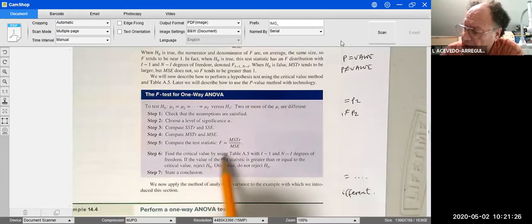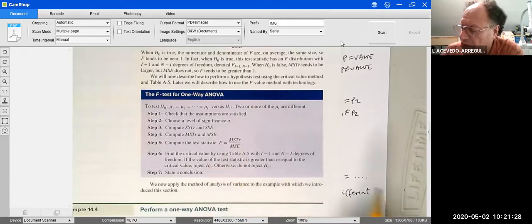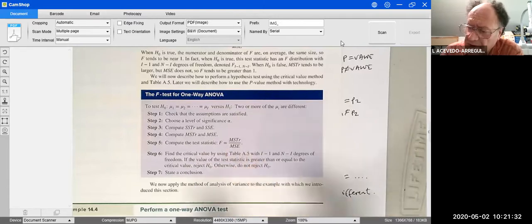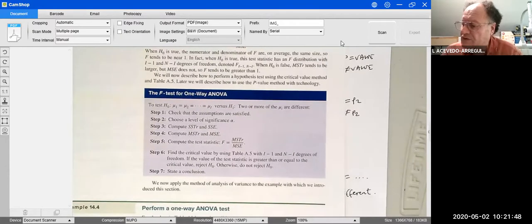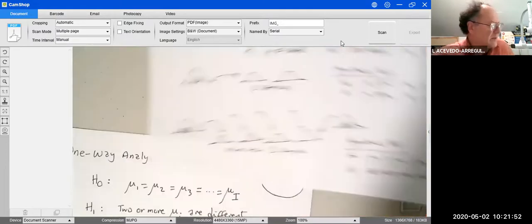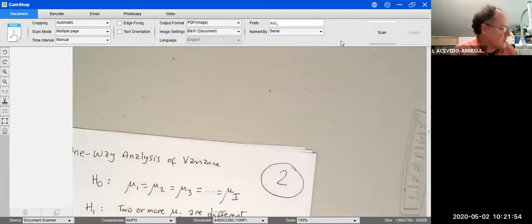Once you have your critical values, you know how to make a decision. If you find your F within the limits that the critical value indicates, then you accept, or rather you cannot reject, the null. Otherwise, you're going to reject the null. And also we can use the p-value method that we have been using in the past. But let me show you just a summary in the way that we have been working these kinds of problems.